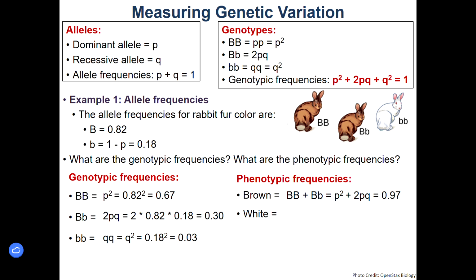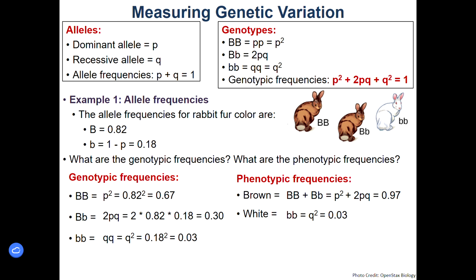And then how do we figure out white? It's just little b, because there's only one phenotypic frequency that can be for white, so it's just q squared. Any questions on how to use Hardy-Weinberg to measure genetic variation in our population?